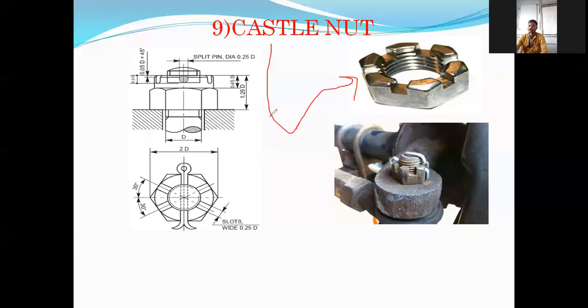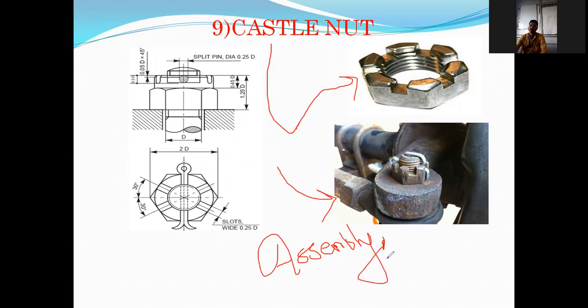This is the diagram of castle nut only, but here is the assembly. Here it is an assembly of castle nut. Okay, the assembly is there in the second figure. In the second figure, assembly means the bolt is there, on that the nut is fixed, and the pin is also inserted through the hole and it is diverged.